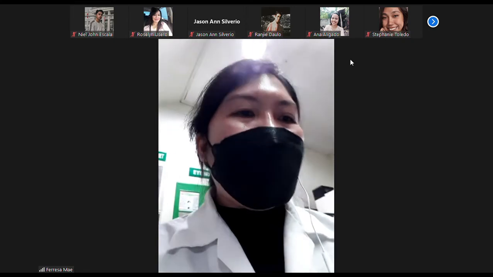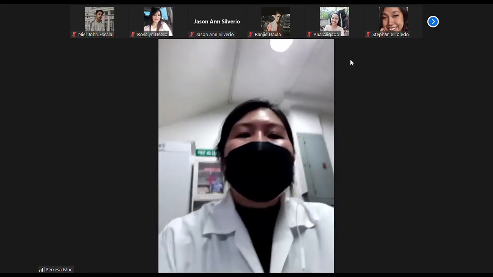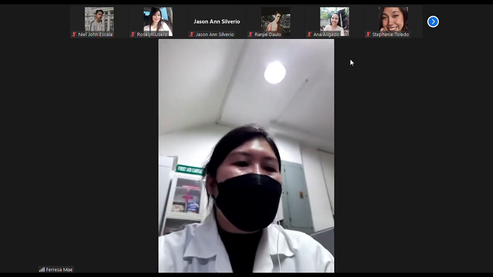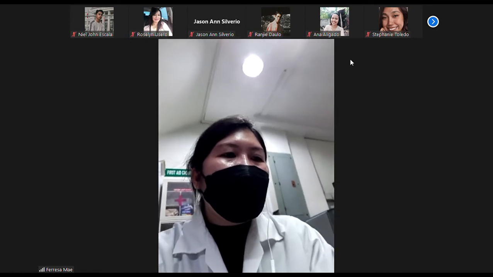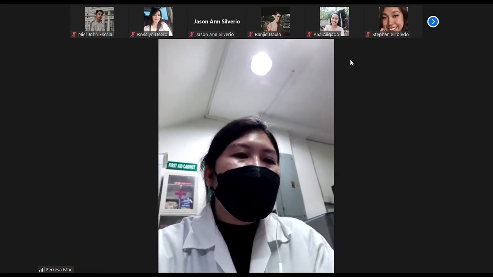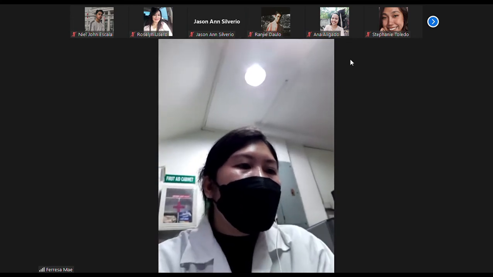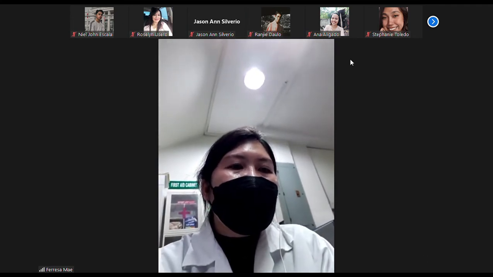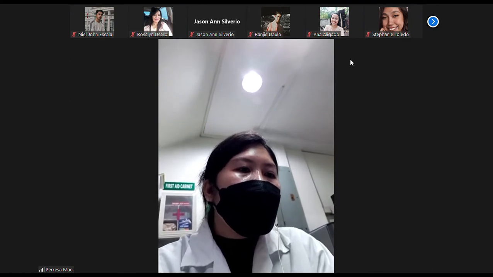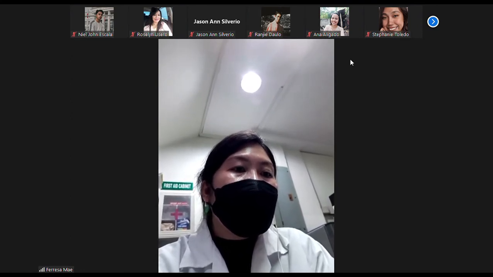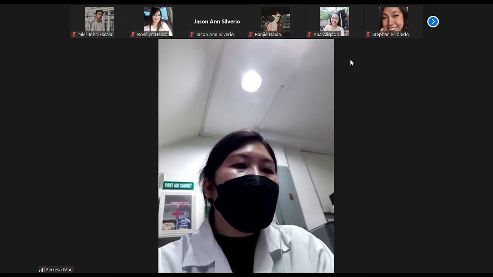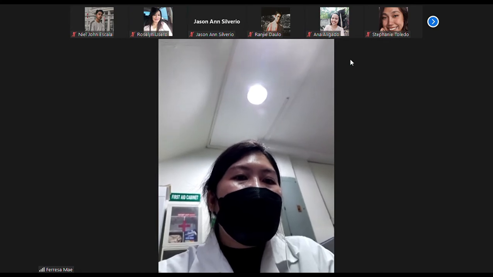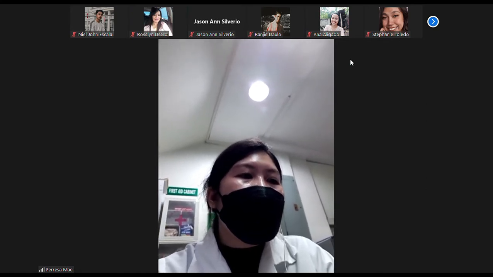So karon after ko sini pakita ko sa inyo kung paano magkuha sang moisture sa food samples. So generally, ang sample nga gamiton tayo is 3 to 5 grams. And then, it is placed in standard aluminum dishes. The drying temperature in moisture determination ranges from 70 to 155 degrees Celsius. And the average time for drying is from below 1 hour to 6 hours or more.